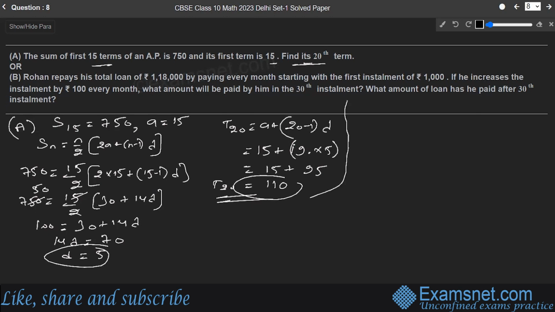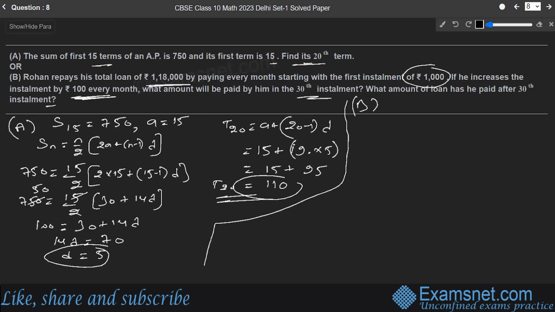Let us see the second part of the question, that is the B part. What is there in the B part? Rohan repays his total loan of 1,18,000 by paying every month starting with the installment of rupees 1,000. If he increases the installment by 100 every month, what amount will be paid by him in the 30th installment, and what amount of loan has he paid after the 30th installment. So these are the multiple things that we are supposed to find out.